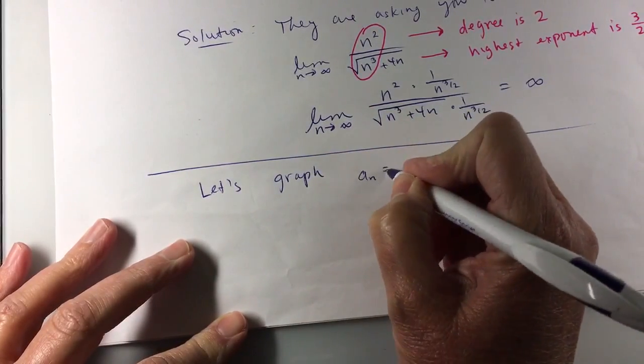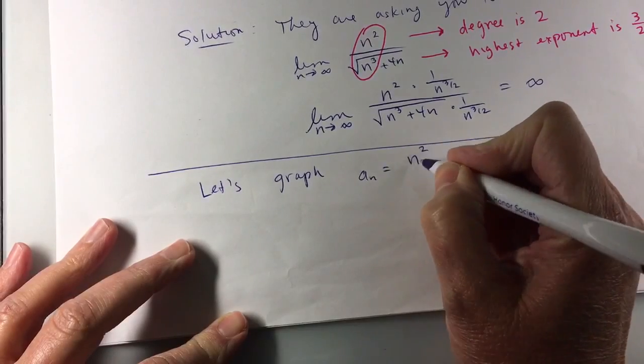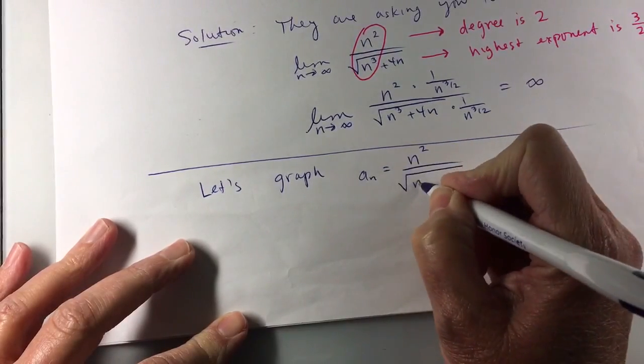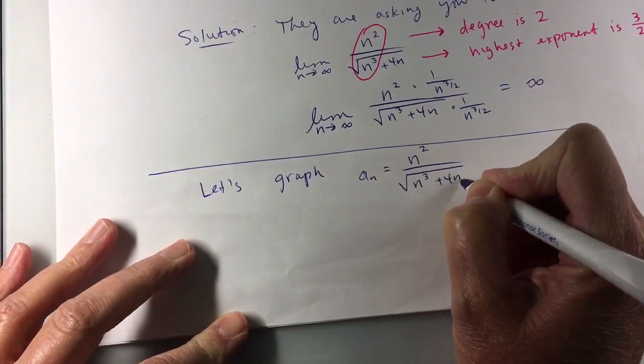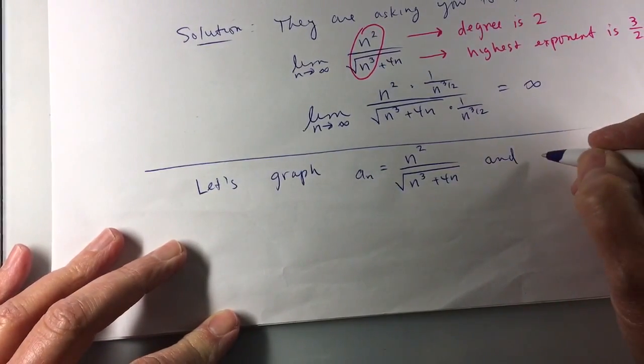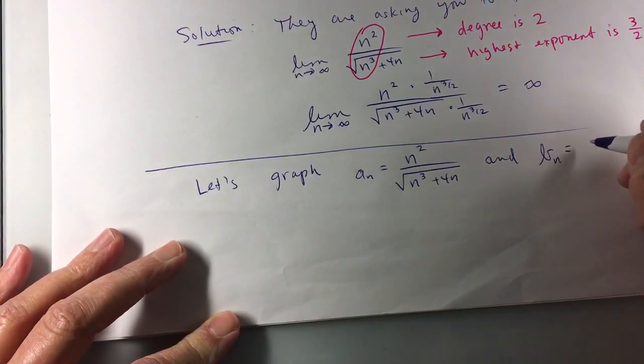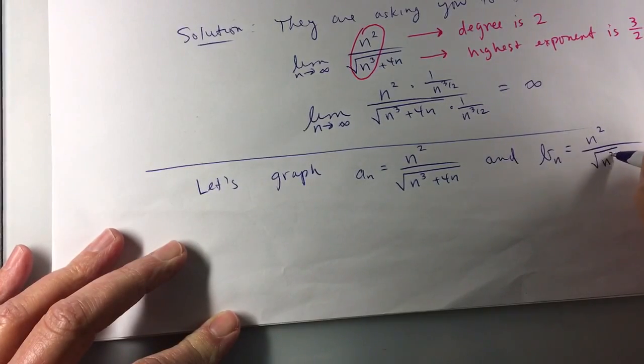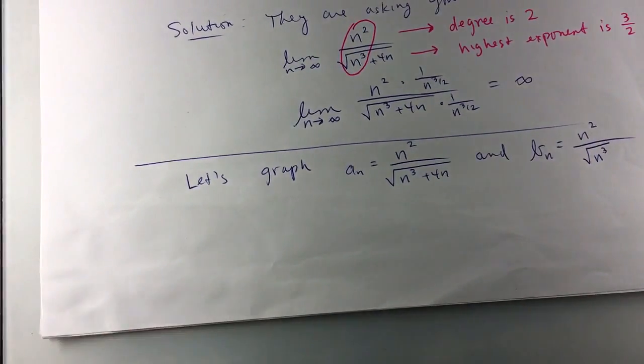The a sub n is the n squared over the square root of n cubed plus 4n in a graphing calculator. And I'm going to graph, I'll call it b sub n, is n squared over the square root of n cubed. Well, I could just reduce that. I guess I'll plug it in like that in this calculator.